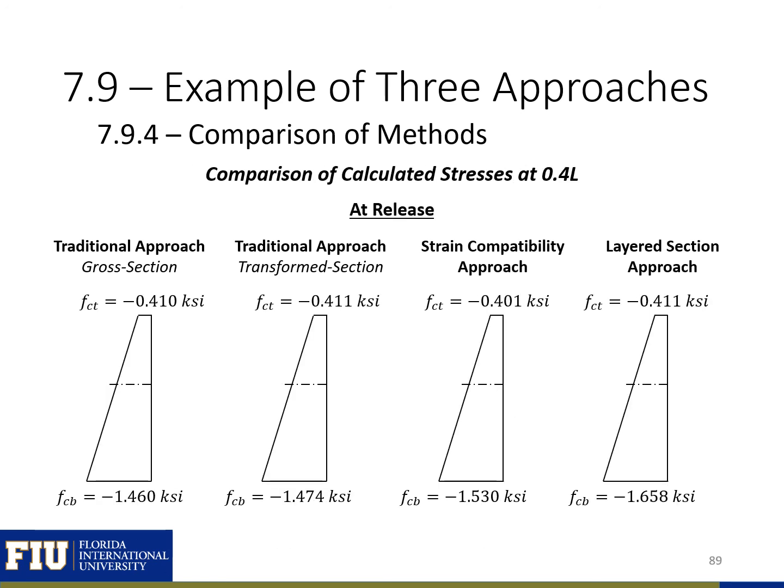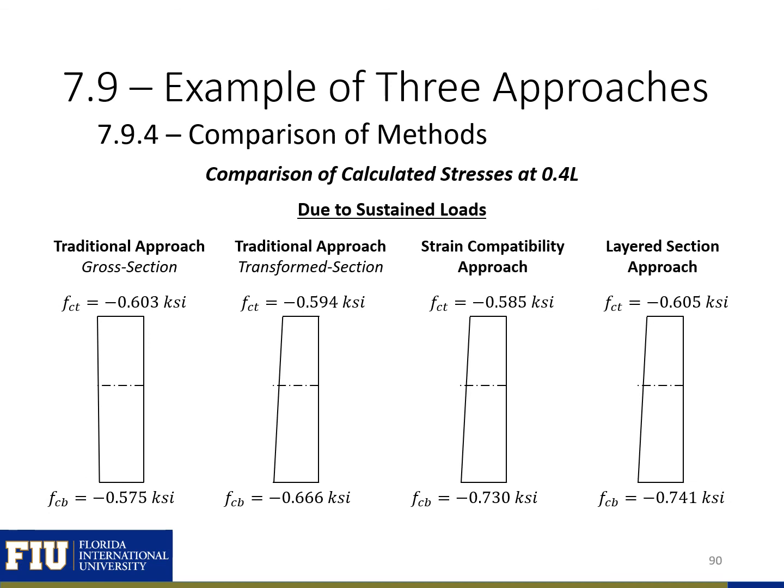Shown here are the stresses at 40% length at release. So we can see, again, comparable stresses using our 3 different hand calculations, but a slightly higher compressive stress using our layered section approach. Here are our stresses at 40% length due to sustained load, and again, they're fairly similar across using the different approaches. We have slightly higher compressive stress if we use strain compatibility or layered section.